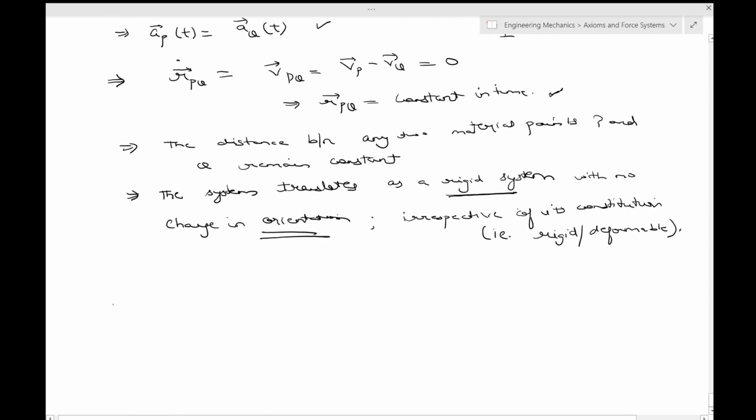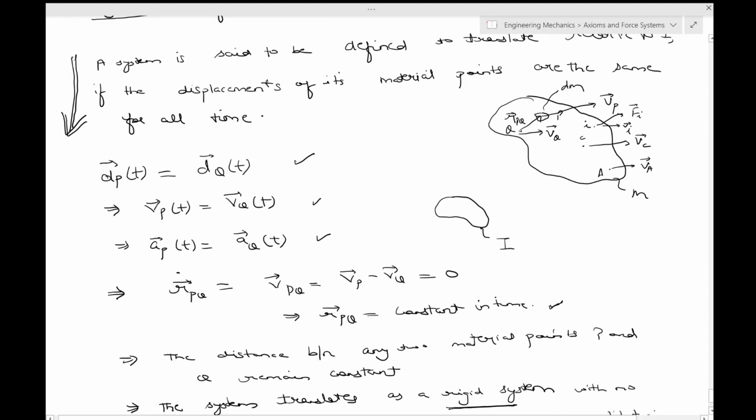So VPA is equal to Vp minus Va is equal to 0 by the same logic as before. Just like what is true for P and Q will also be true for P and A. Okay, this implies that the velocity of PC will also be 0 because C is also another point on this. So VPC will be 0, VIC will also be 0. Okay, same reason that the point I and C are just 2 points on this system.